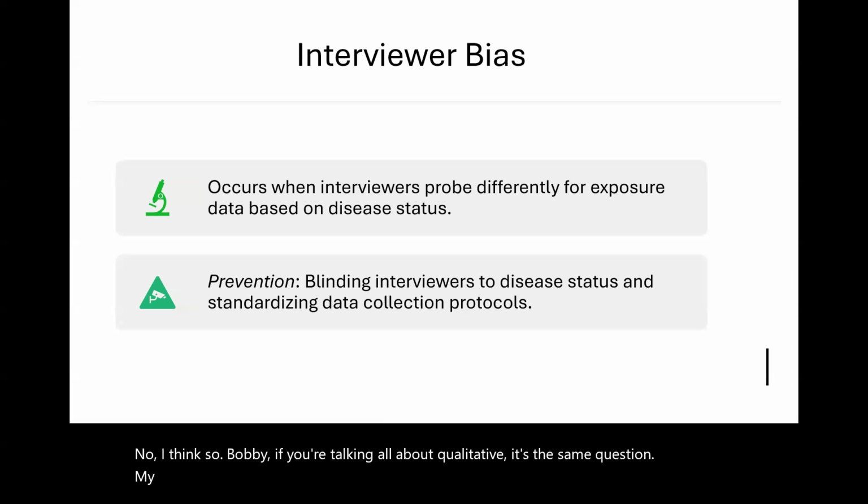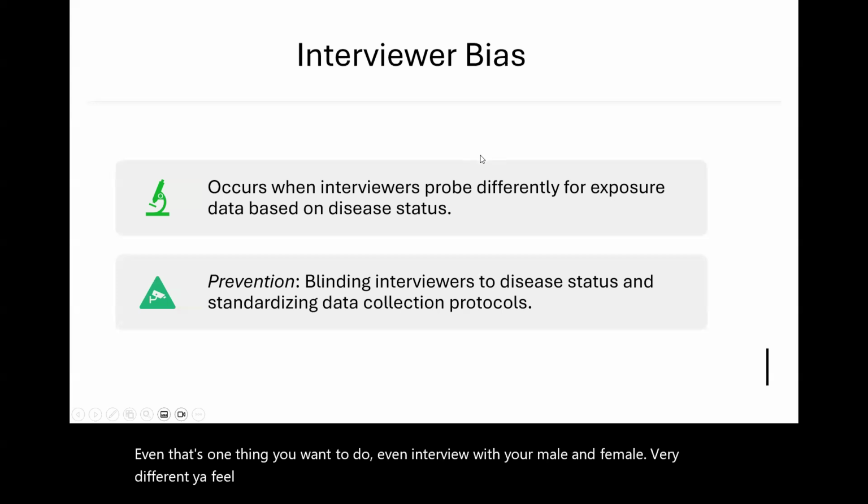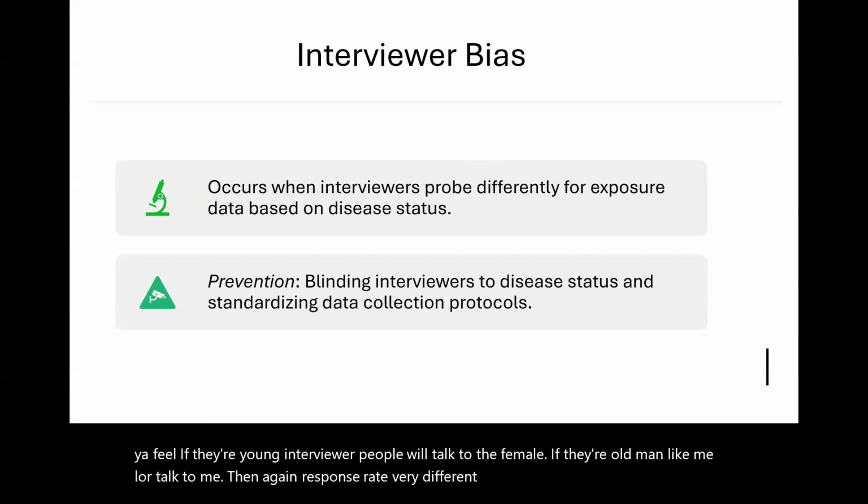The researchers have to ensure the interviewers adhere to certain protocols. That's the important thing: standardize the data collection and reduce the degree of freedom the interviewer can have. Don't have too many interviewers. Even a robot is one thing you could do. Even male and female interviewers are very different. If you get a young interviewer, people will not talk to the female. If you get an old man like me, no one talks to me. Then again, response rate is very different. So all these things introduce bias.